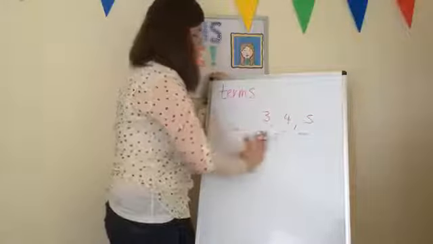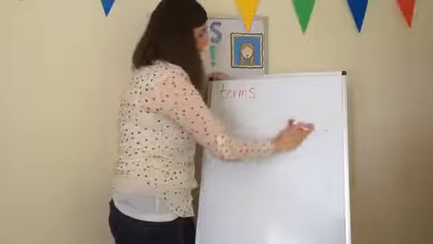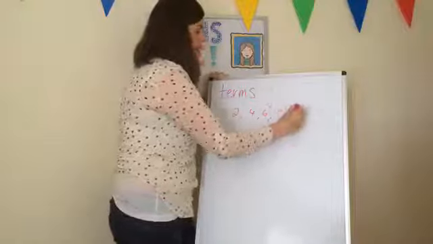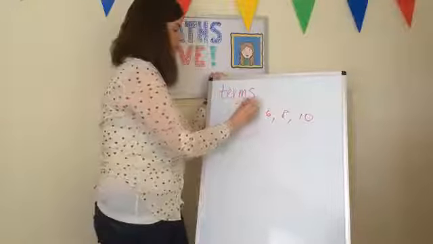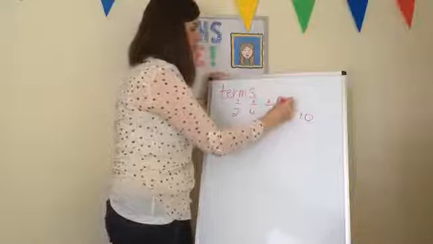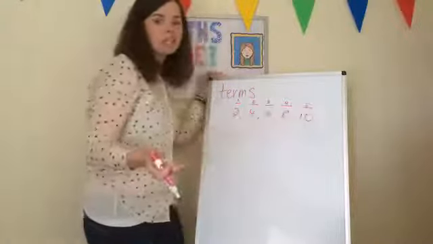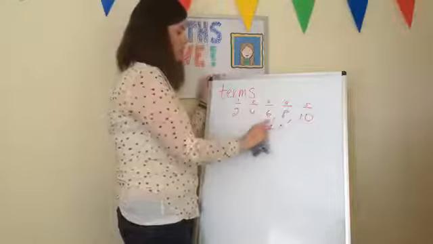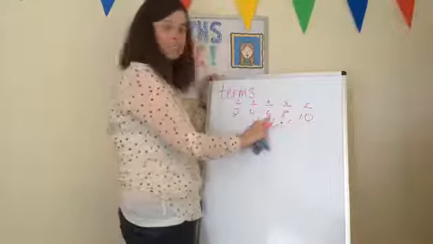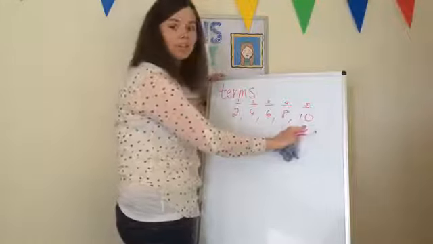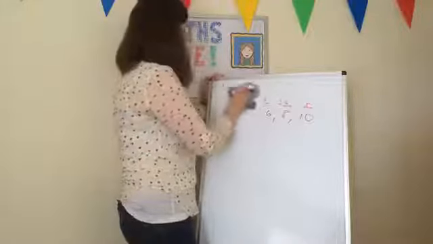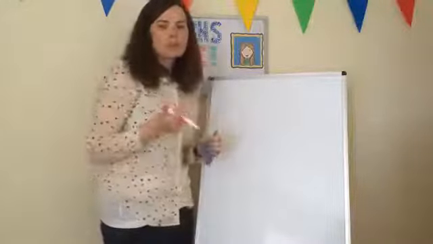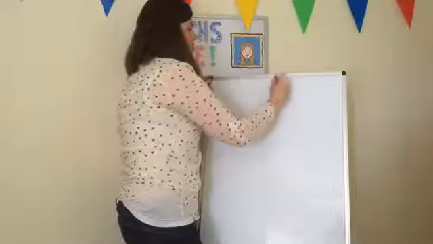Let me show you another example. It could be 2, 4, 6, 8, 10. So this is the first term, the second term, the third term, the fourth term. It's basically how many numbers there are in a sequence, and you describe each term. So the number in the third term is 6. The number in the fifth term is 10. All it means is a particular number in the sequence. Now, we're going to be using something called the nth term.